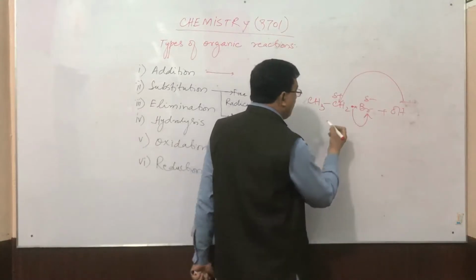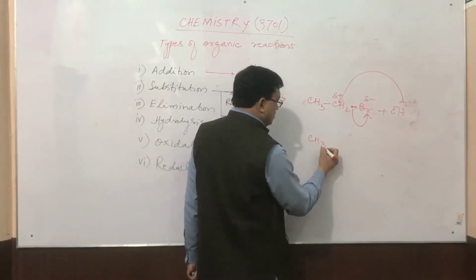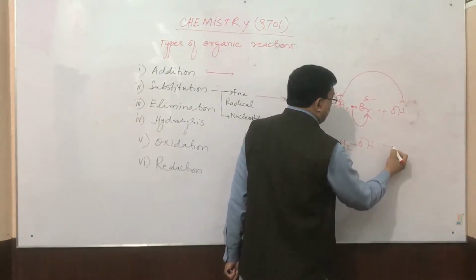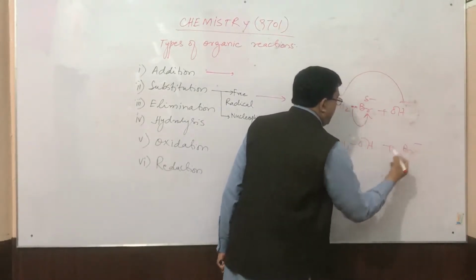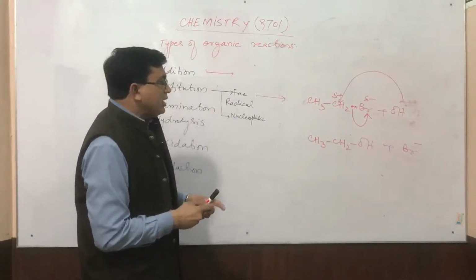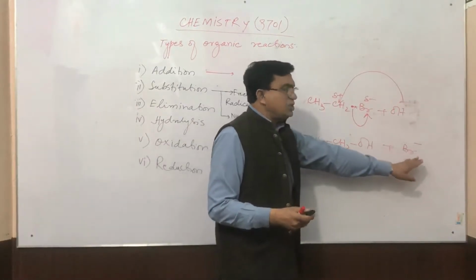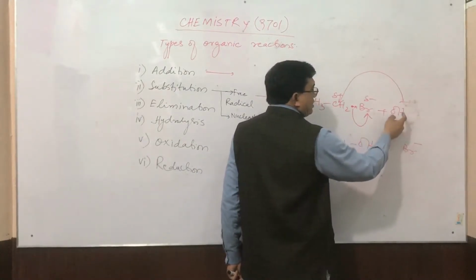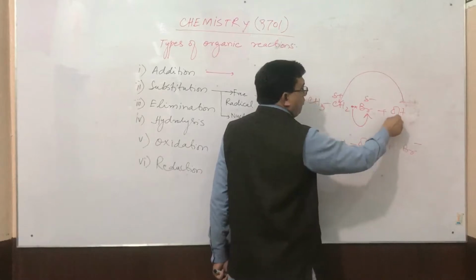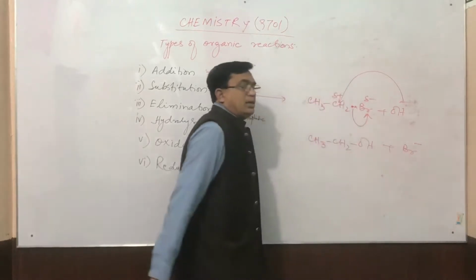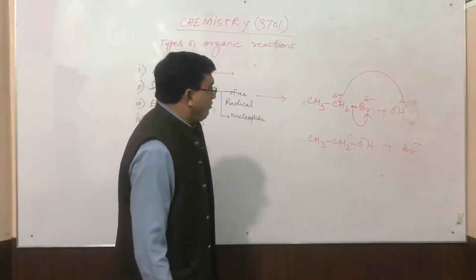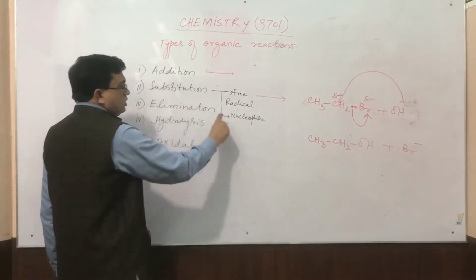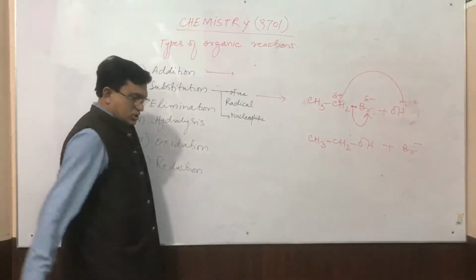As a result, what will we get? We will get CH3CH2OH, with the halide ion negative. This is indicating that substitution has taken place, but this substitution is done by one nucleophile substituting another nucleophile. This is the example of nucleophilic substitution reactions.